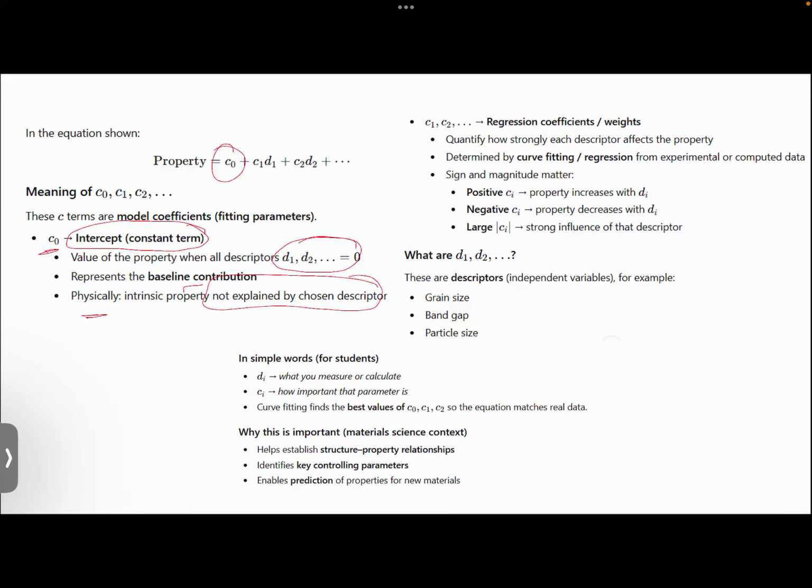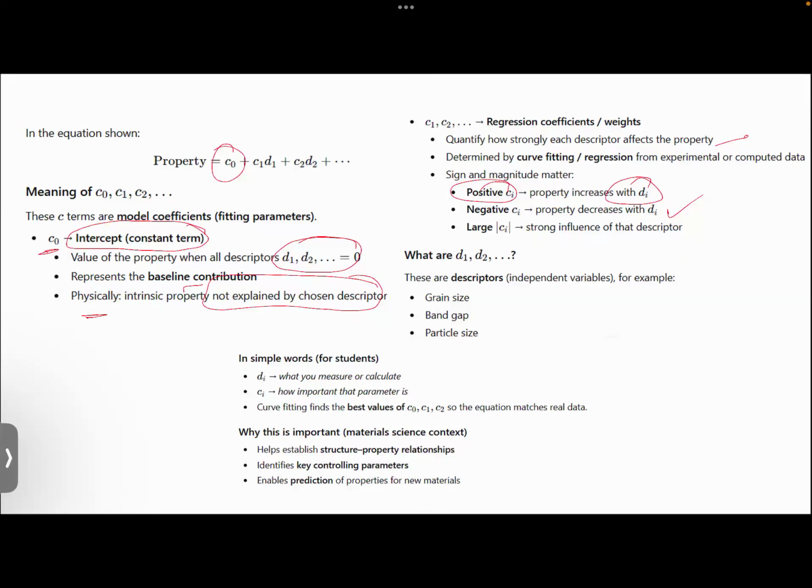C1 and C2 are called regression coefficients, also called weightages. It quantifies how strongly each descriptor affects the property. It's determined by curve fitting or regression from experimental or computed data. If C1 and C2 are positive, it means the property increases with descriptor Di. If Ci is negative, the property decreases with Di. So the larger the magnitude of Ci, the stronger the influence of that descriptor. So that is the meaning.